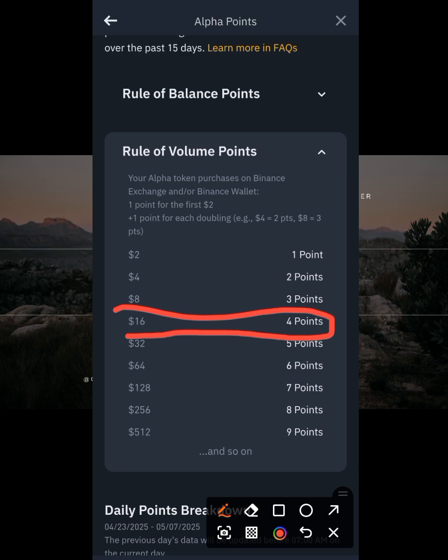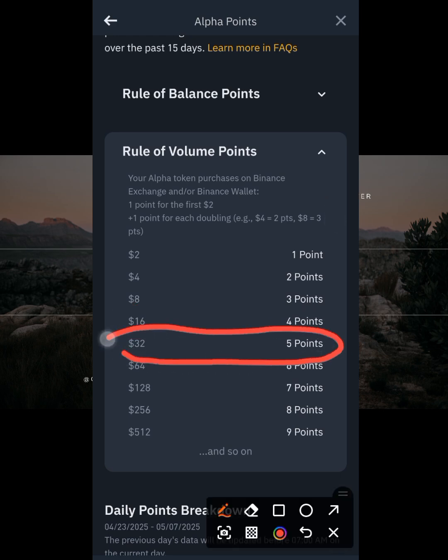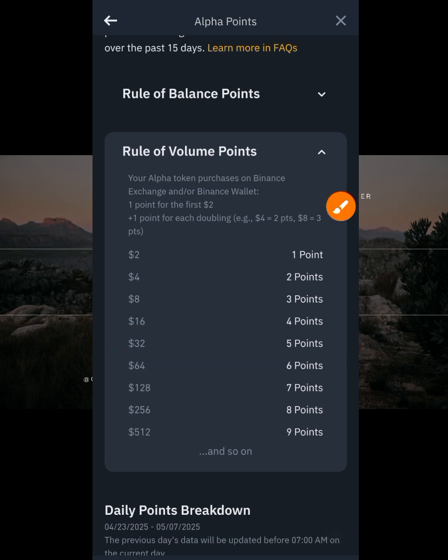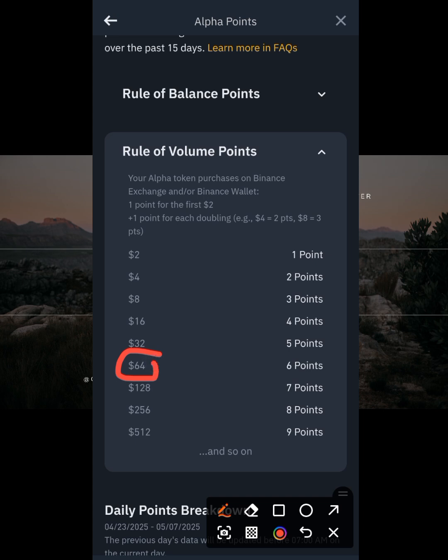Now if you buy with $16 again, please pay attention. If you buy with $16 again, your total volume will become what? 32. Okay, so you have just earned 5 points. Now if you buy with $16 again, you are still earning the same points until your total volume goes to $64. I don't know if you get it now.